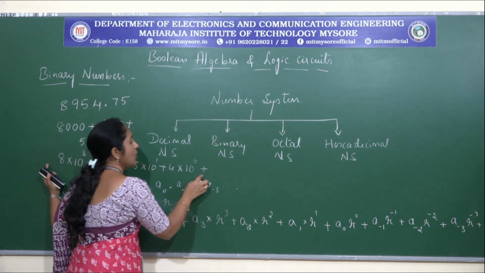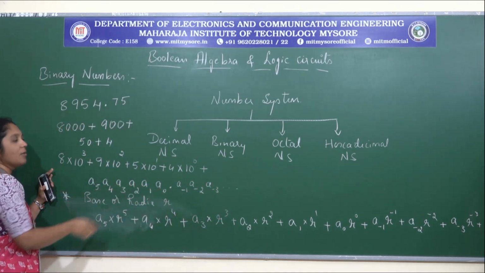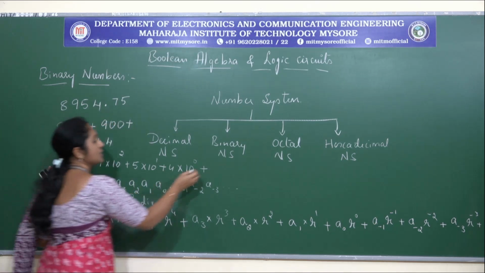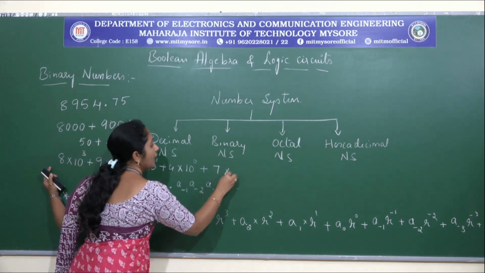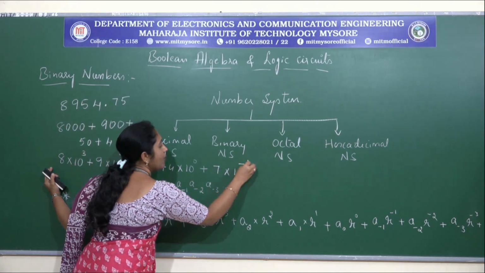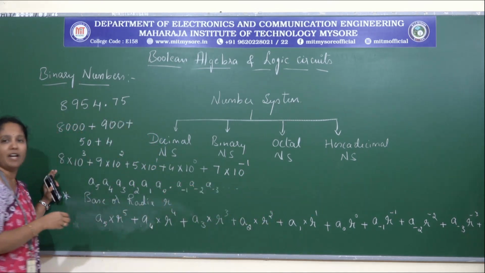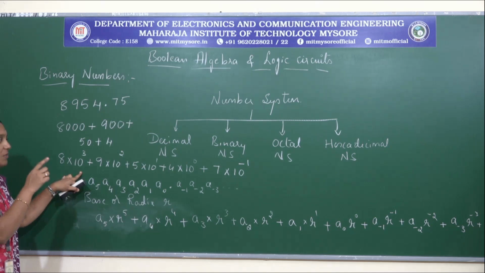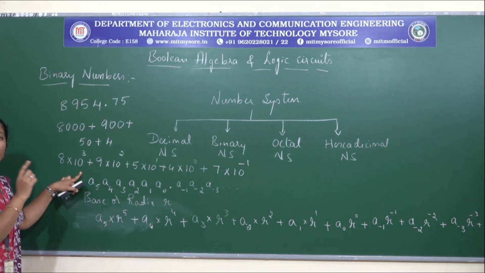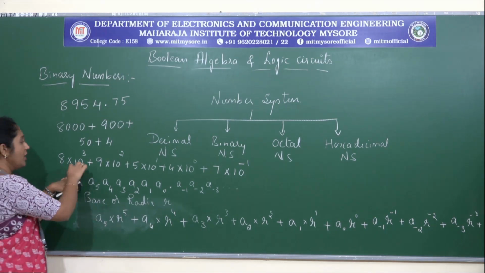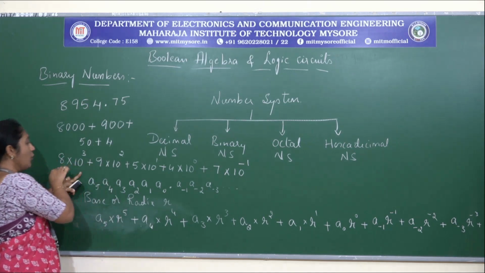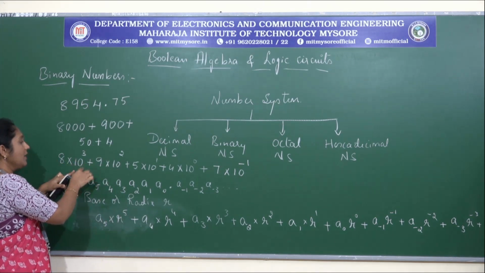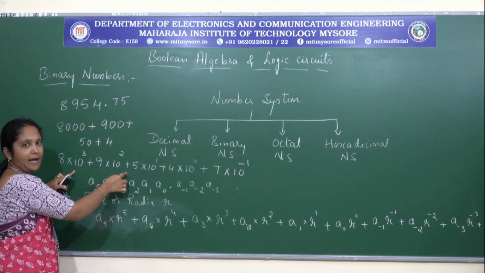How will it be continued? Plus, you can observe this plus. So we need to write the next coefficient A minus 1 into 10 power minus 1. So R power minus 1 we have written. Here, since the base is 10 for the decimal number system, the radix or base is 10. Therefore, we need to multiply the coefficients by the weighted powers of the radix.